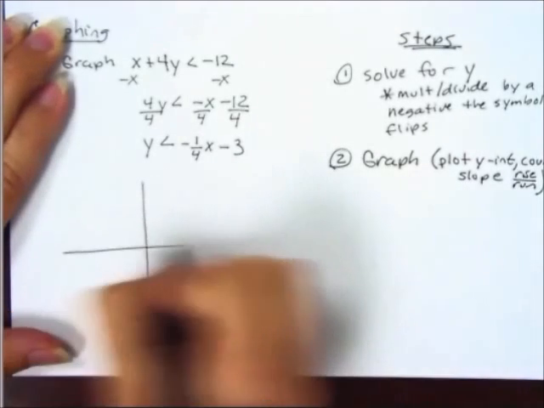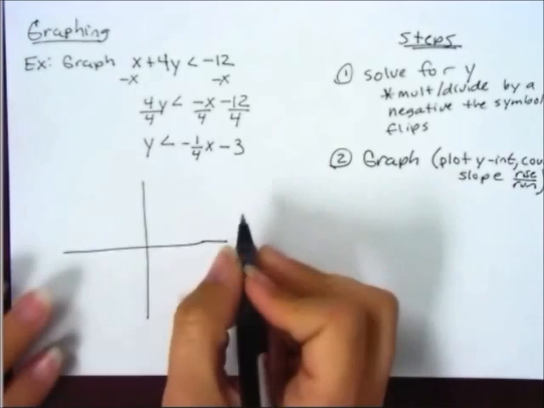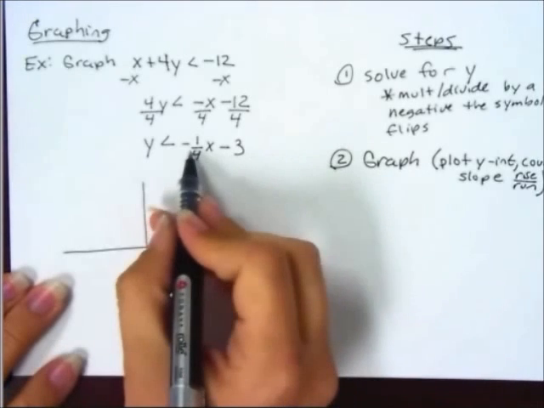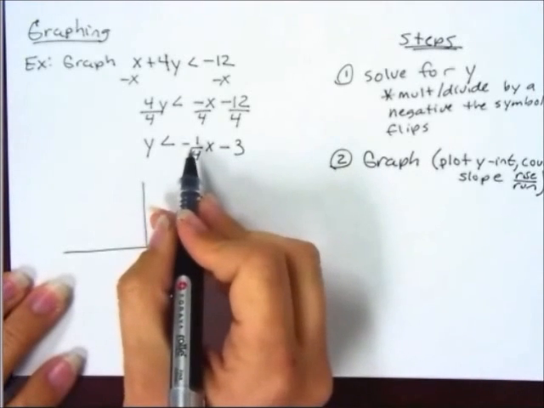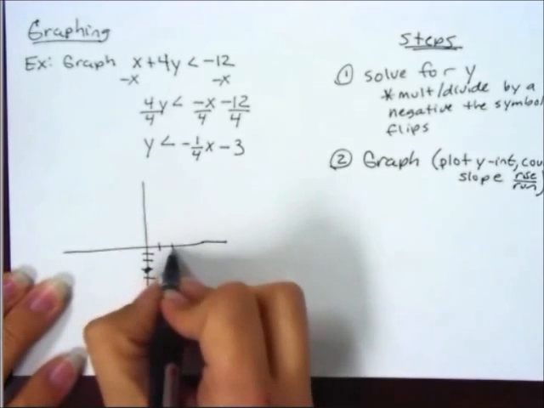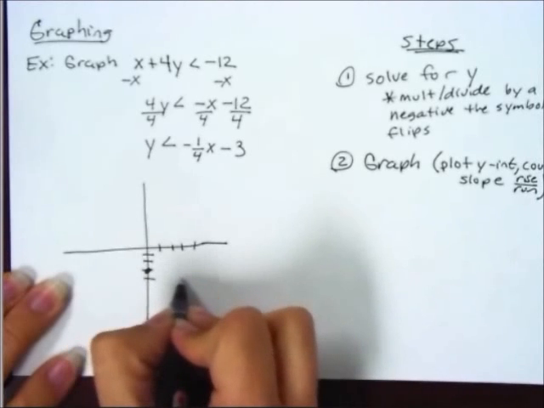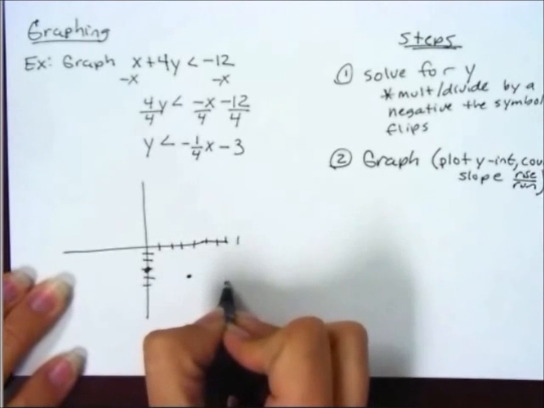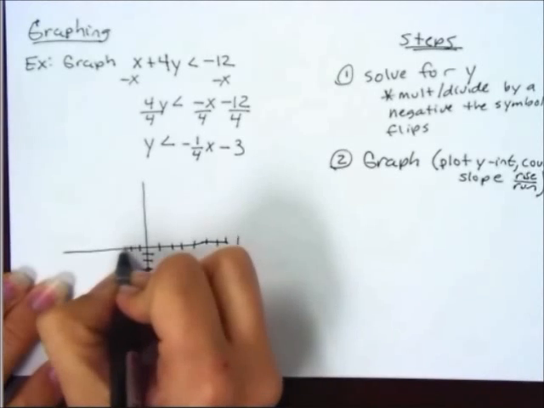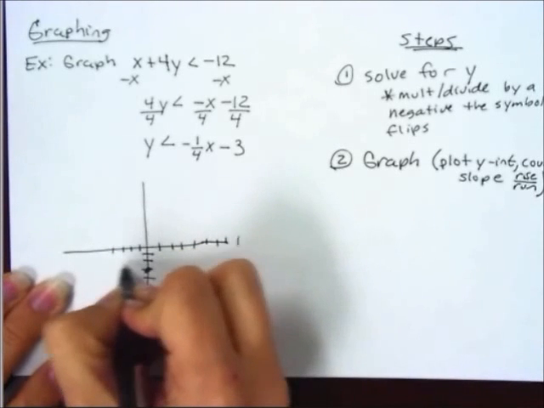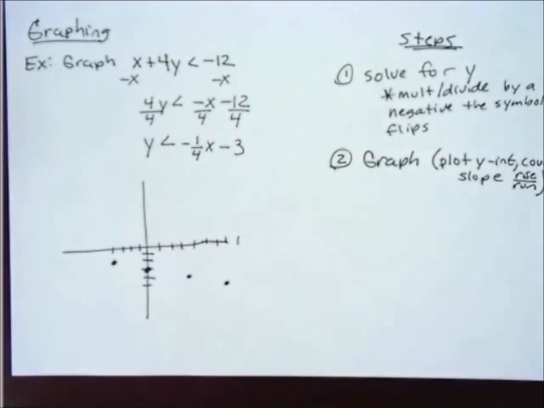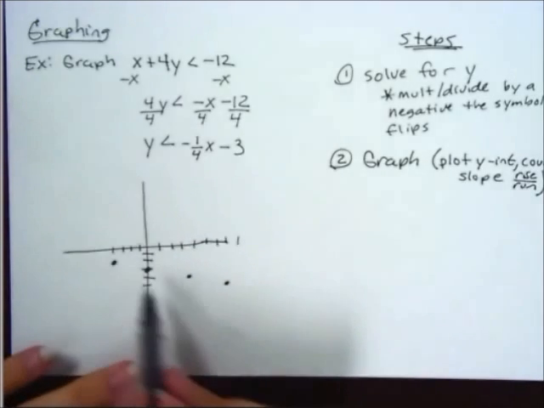Okay, so we're going to come in to our graph. My y-intercept is down here at negative 3, so we're going to plot our point at negative 3. My slope is negative 1 over 4. So that means down 1, right 4. So from that point, we're going to go down 1, right 4. You can also go the opposite, up 1, left 4. When you look at it, since it's a negative slope, your points should be going down in a negative fashion.